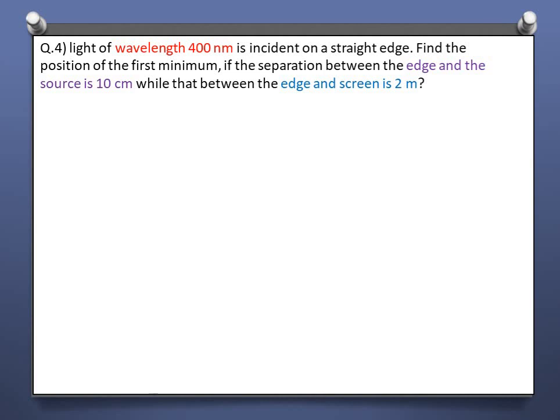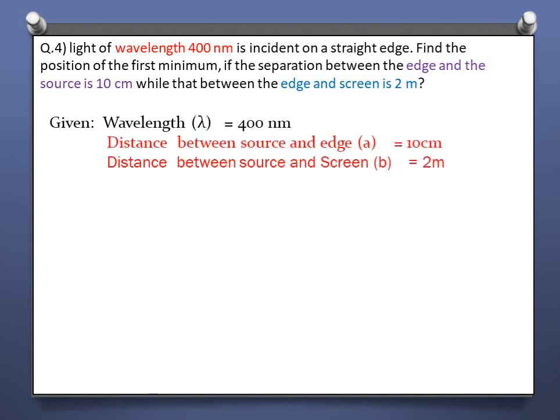This problem is related to straight edge diffraction. So you should watch the video lecture on straight edge diffraction in order to solve this problem, because we need some formula from there. The given quantities are the wavelength, the distance between source and edge, and the distance between source and screen, and we have to find the position of the first minimum.